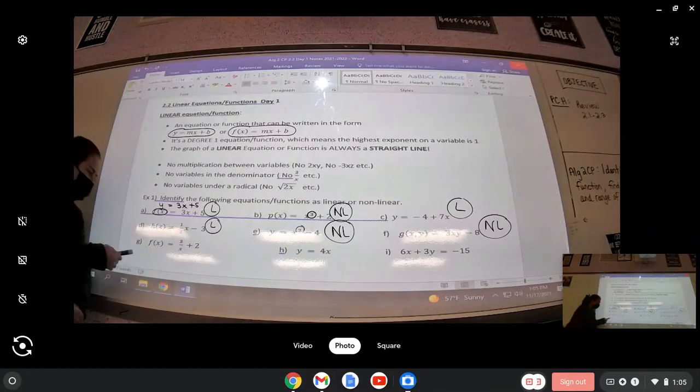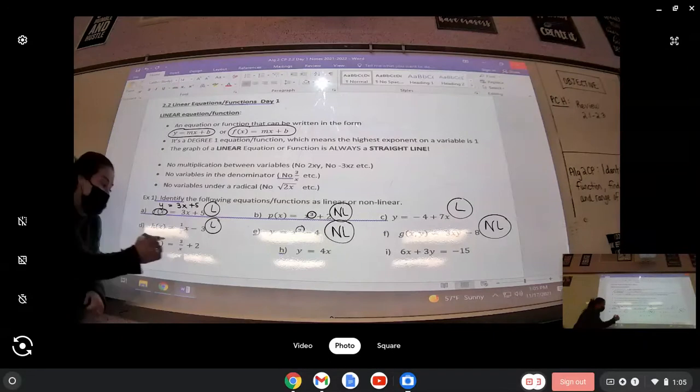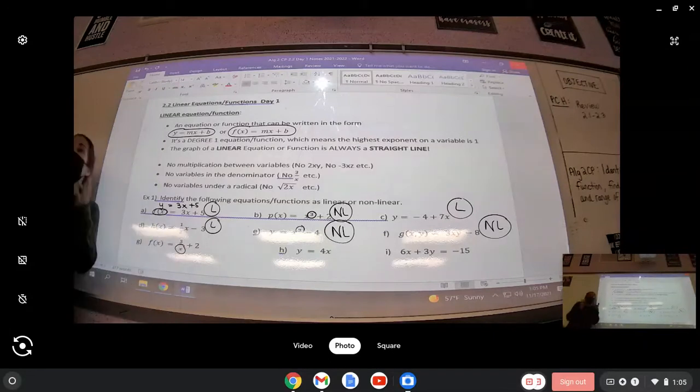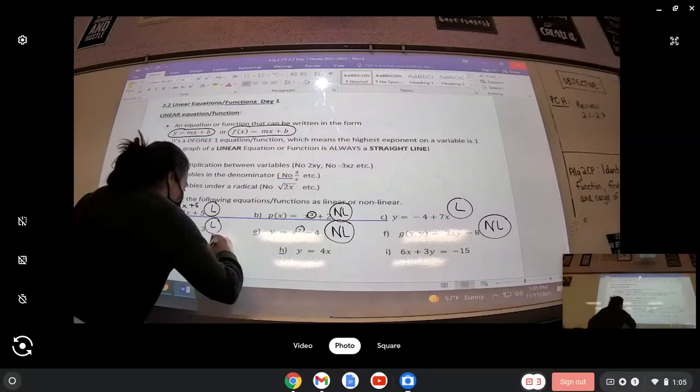All right, look at this one. Look at G. F of x equals 3 divided by x plus 2. Is that linear or non-linear? Who's ruining it? You can't divide by a variable. The minute they want you to divide by x, no go. That is not simple. That is not linear.